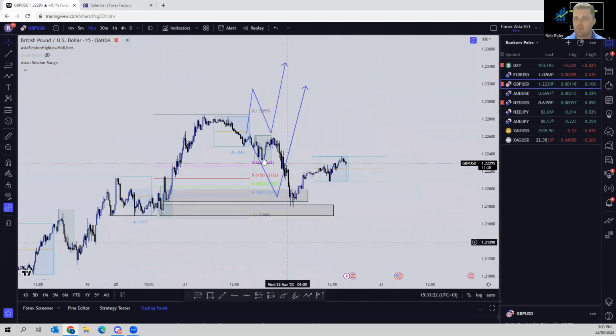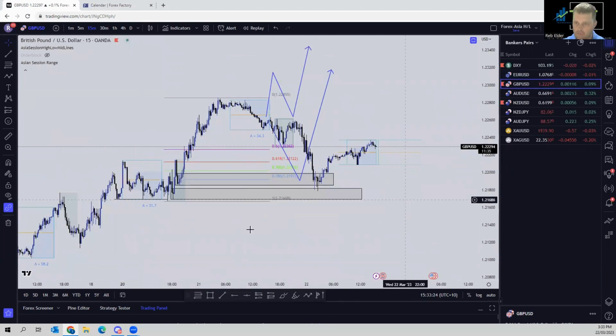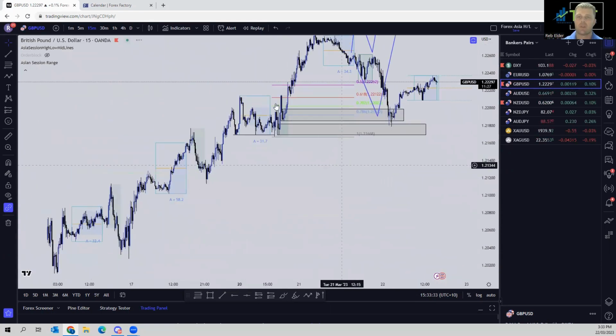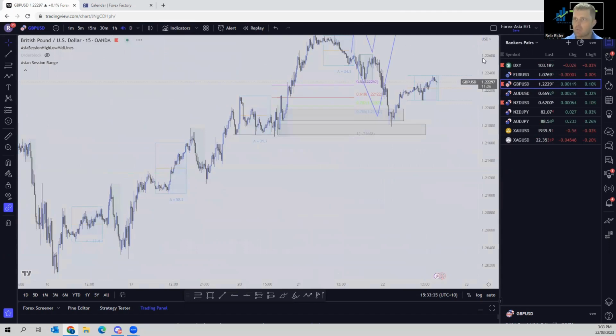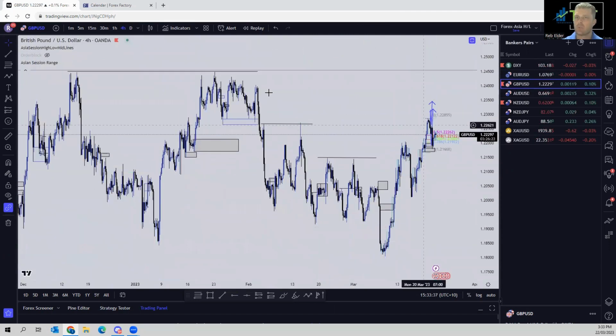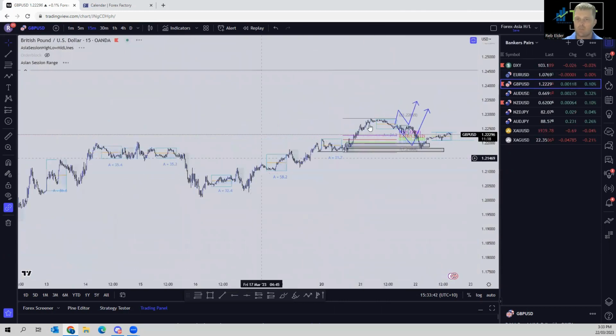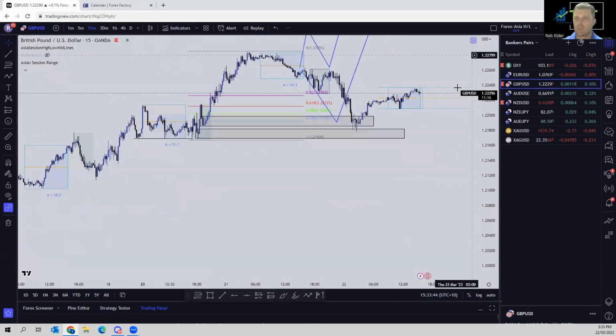So basically, right analysis, wrong timing. But obviously came down into here, tapped into here, and then has seen a bounce away. 4 hour on GBP is definitely bullish, and 15-minute at the moment is still bullish. So we are working within.